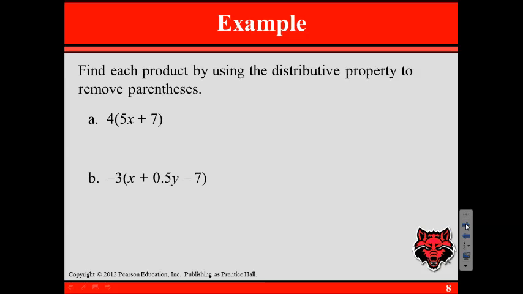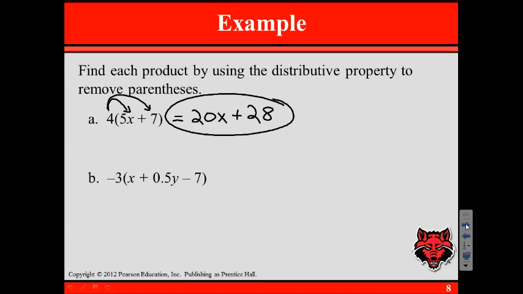Now let's find each product by using the distributive property to remove parentheses. So in these two examples, we'll first use the distributive property, and then, if possible or if necessary, we will combine like terms. So in example A, we will multiply 4 to each term inside parentheses. 4 times 5x will result in 20x plus 4 times 7 is 28. Because 20x and 28 are not like terms, that's as far as we can go. That's the solution.